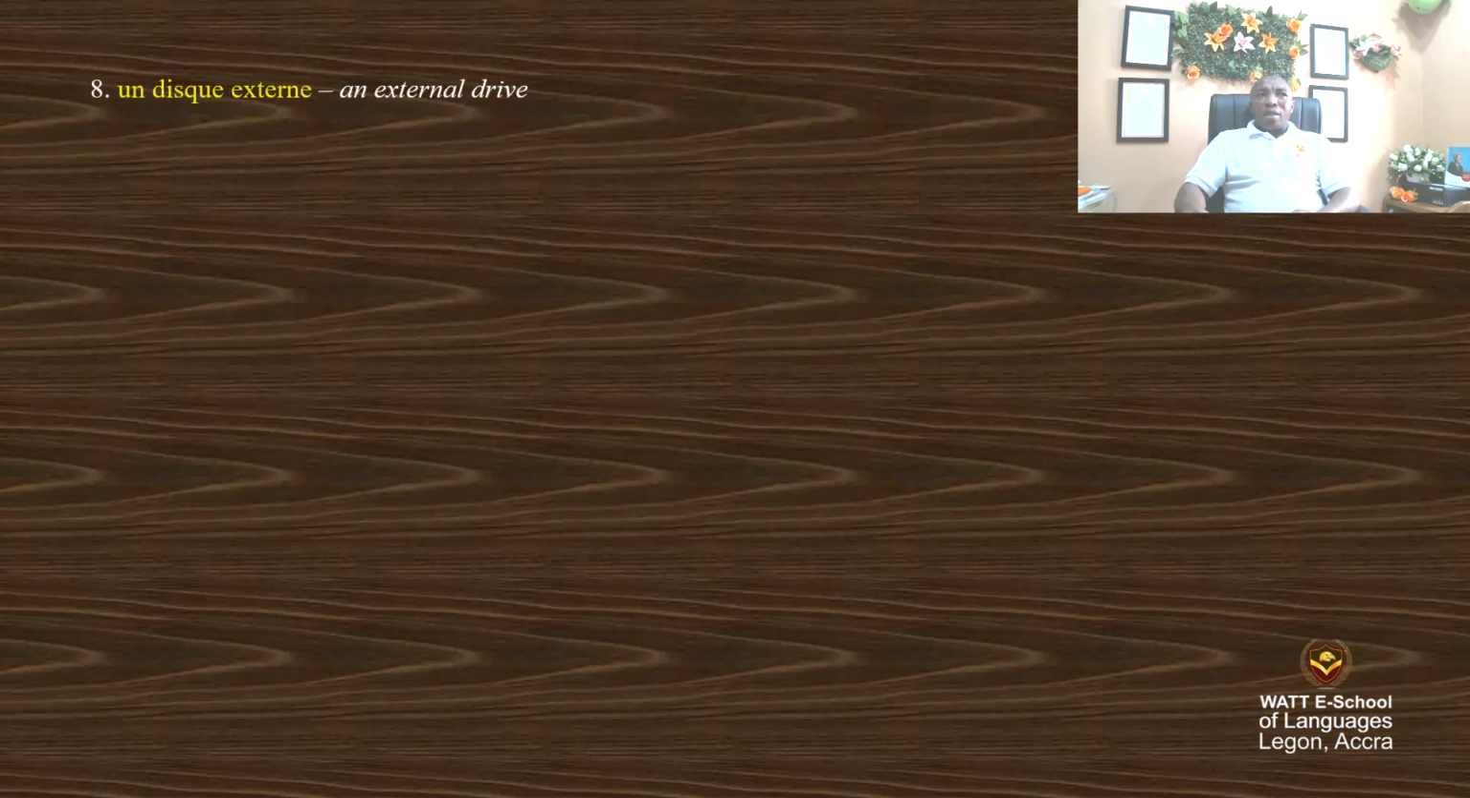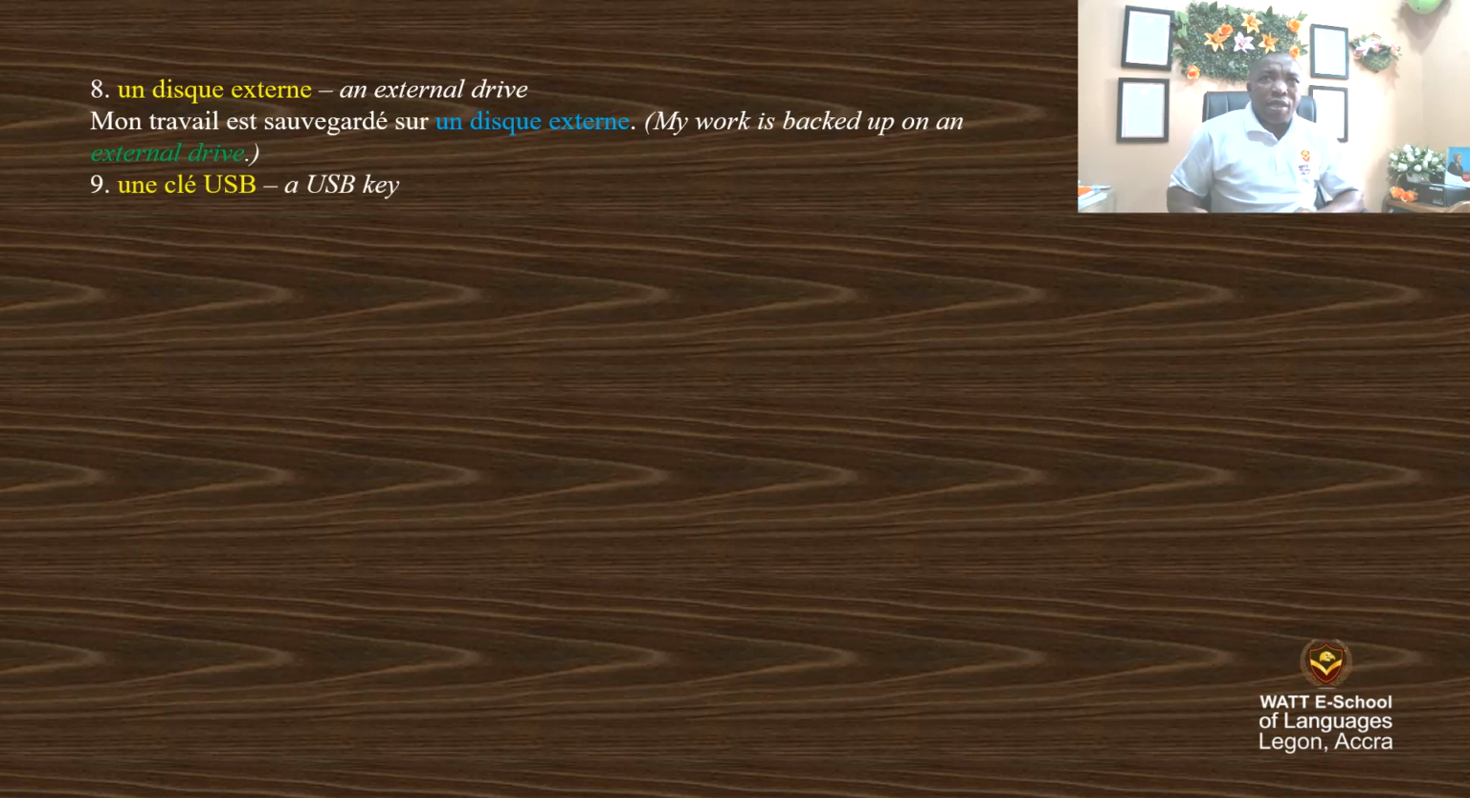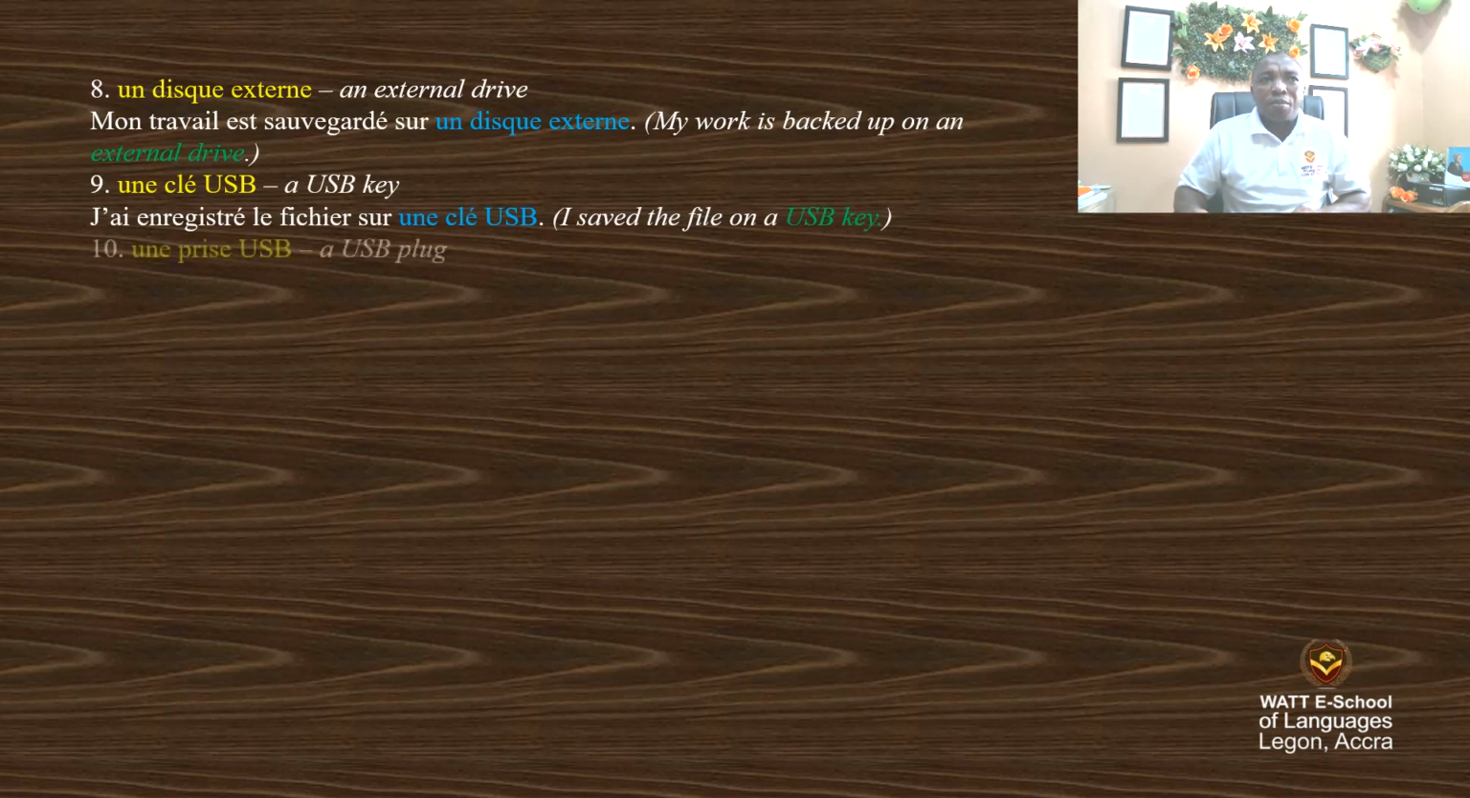Un disque externe, an external drive. Mon travail est sauvegardé sur un disque externe. My work is backed up on an external drive. Une clé USB, a USB key. J'ai enregistré le fichier sur une clé USB. I saved the file on a USB key.